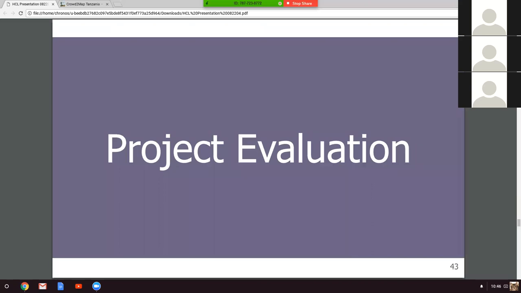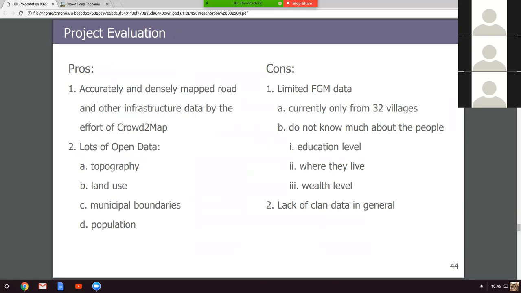So those are all the tests I've done to answer the original question. As an overview, there are a couple pros and cons I'd like to share. For the pros, first, thanks to the effort of Crowd2Map, we have a lot of accurately and densely mapped infrastructure data. And also there are a lot of open data, such as topography, land use, municipal boundaries, and population.